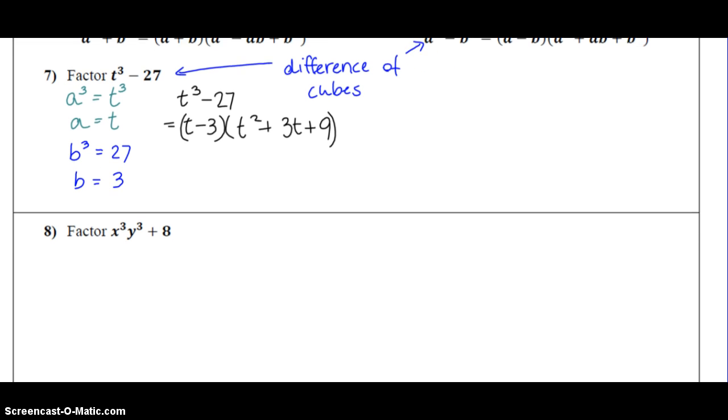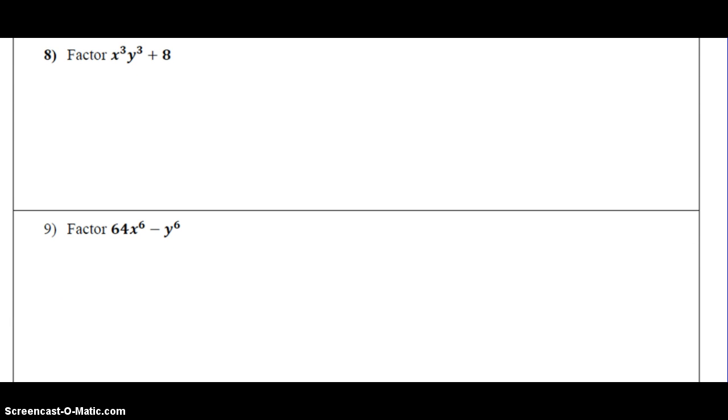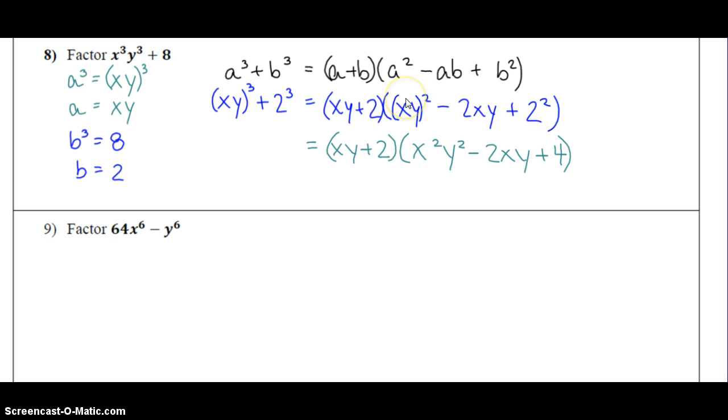Okay, time to try the next one. The next one is a sum of cubes, so follow the pattern for that one. All right, the sum of cubes, we're just going to follow the pattern. Again, first we identify A and B, and then we just plug in according to the formula that we have.